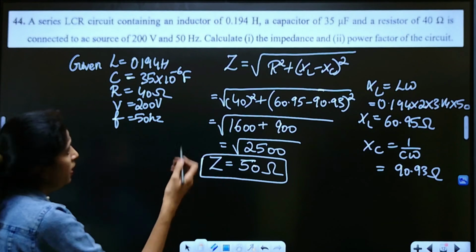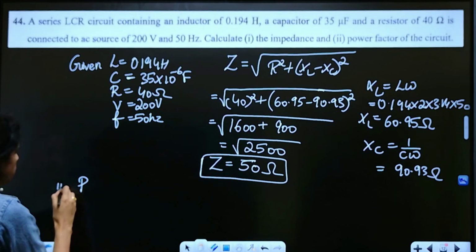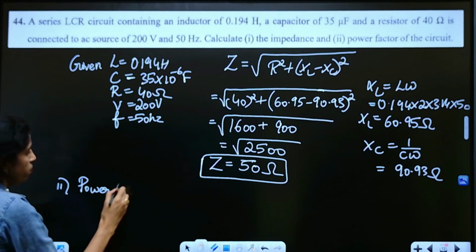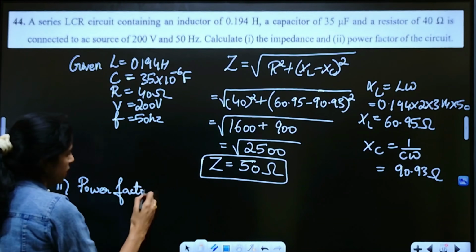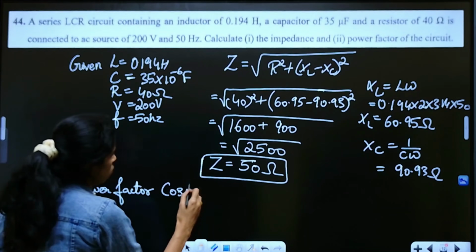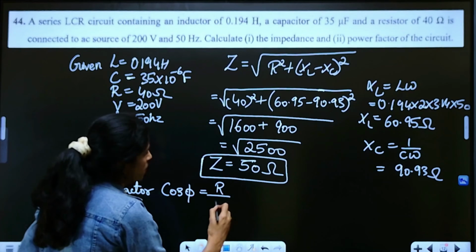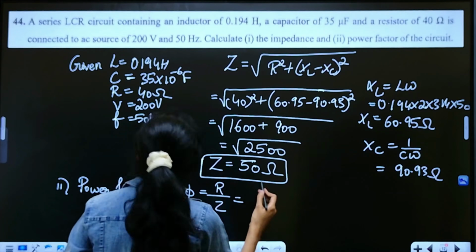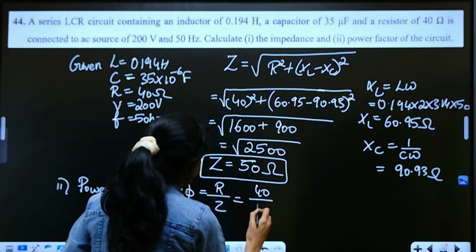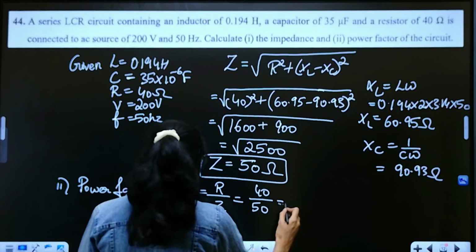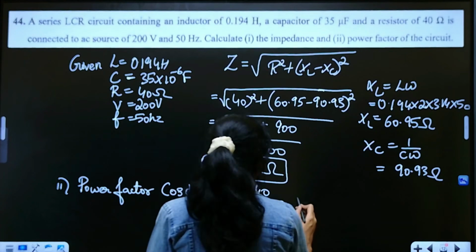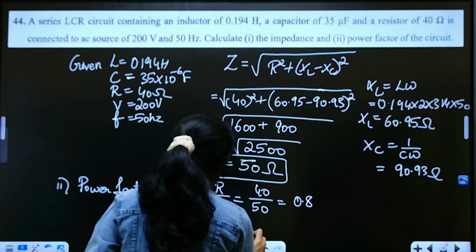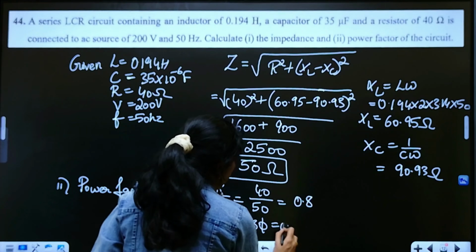Okay, very simple. Next, power factor, the second sub question. So power factor is given by what formula? It is cos phi, right? So cos phi equals R by Z. The value of R is 40 and the value of Z is 50. So how much will you get? 40 by 50 is 0.8. That's it. So the value of cos phi is 0.8.